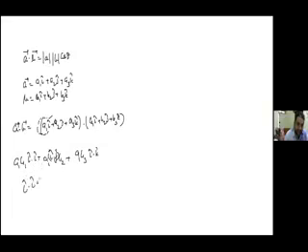Let me check the definition of this. If we have two vectors A and B, then the dot product of the vectors is defined by A, actually it is mod A, sorry.